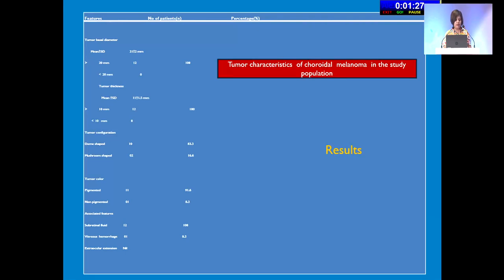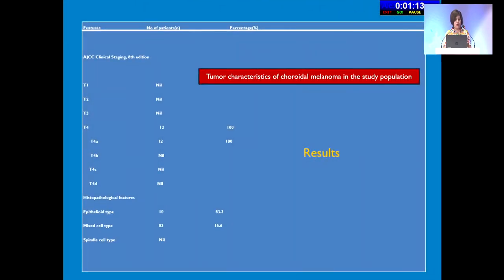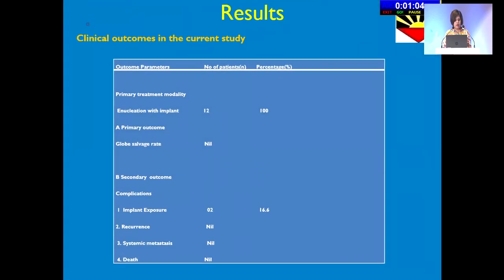Mean basal diameter of the tumor was 21 and the thickness was around 11. Common tumor configuration was dome-shaped lesion, and pigmented tumor was found in 11 patients. SRF was noted in 12 patients. All had advanced stage of choroidal melanoma, and histology showed epithelioid type of melanoma in maximum number of enucleated eyeball specimen. So primary treatment modality was enucleation in these cases, as the basal diameter was more than 18 and thickness was more than 10 mm in all cases.